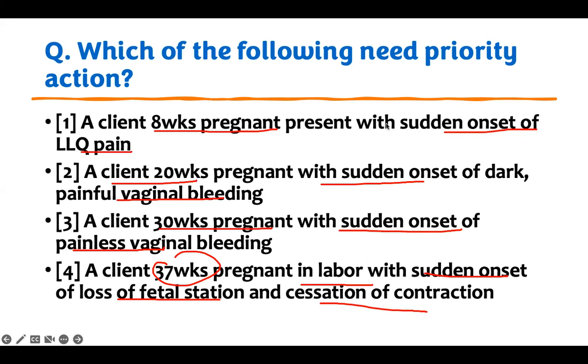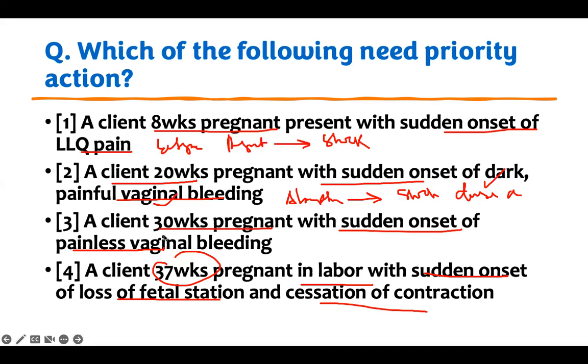8-week pregnant lady with sudden onset of left lower quadrant pain. This is what? Ectopic pregnancy. And what is ectopic pregnancy on the B sharp? This will lead to shock. A client 20 weeks pregnant with sudden onset of dark, painful vaginal bleeding. What is this? Placenta abruption. This is an abruption. What would it lead to? Shock and demise of the child.